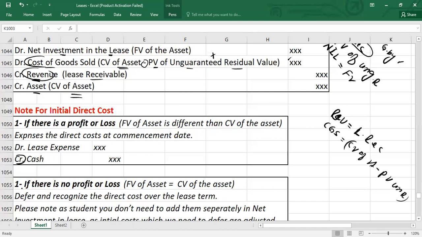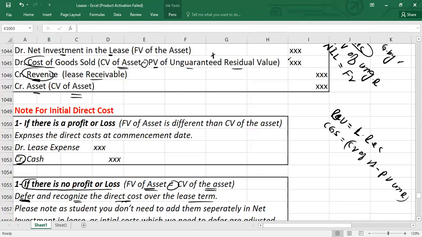What is the second scenario? If there is no profit or loss. No profit or loss means, say, the fair value of the asset is equal to the carrying value of the asset. So there is no profit or loss. In that scenario, whatever initial cost the lessor has paid, we need to defer and recognize the direct cost over the lease term. So you should not expense it out, you should capitalize, and it should be recognized over the lease term.